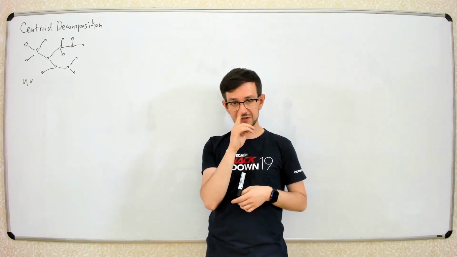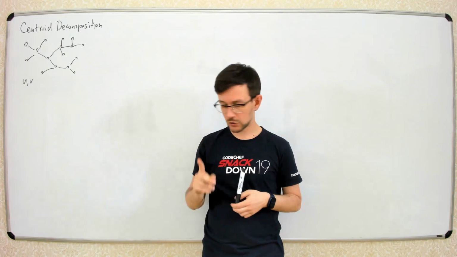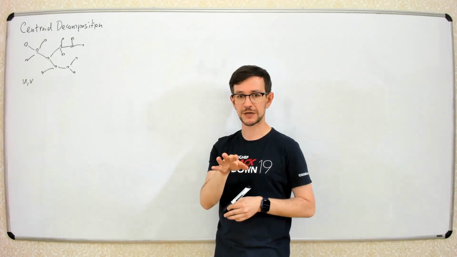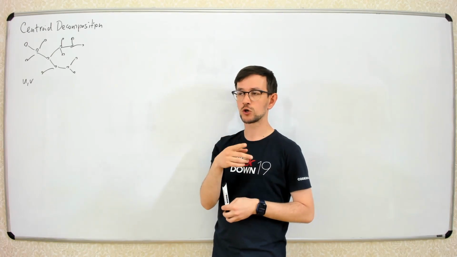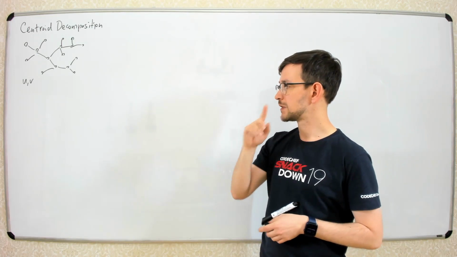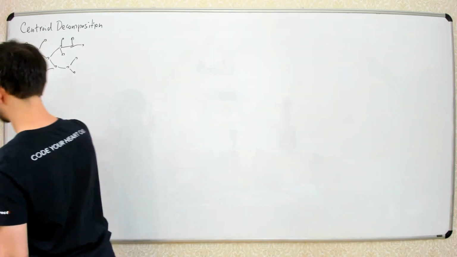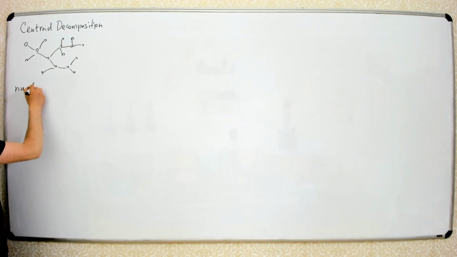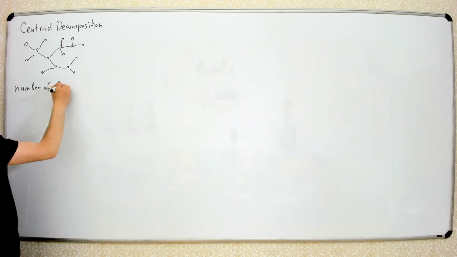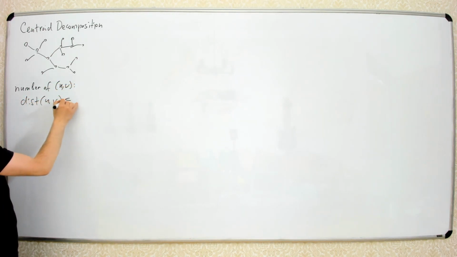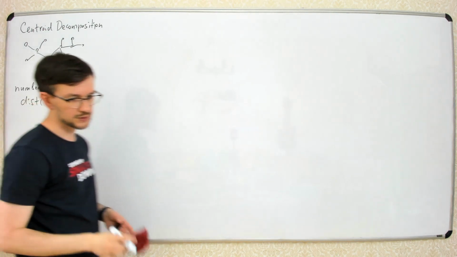Let's solve something simple. Just to show you the technique, I will solve a very simple task. In this task, you want to calculate the number of possible pairs UV such that the distance from U to V is no more than D.